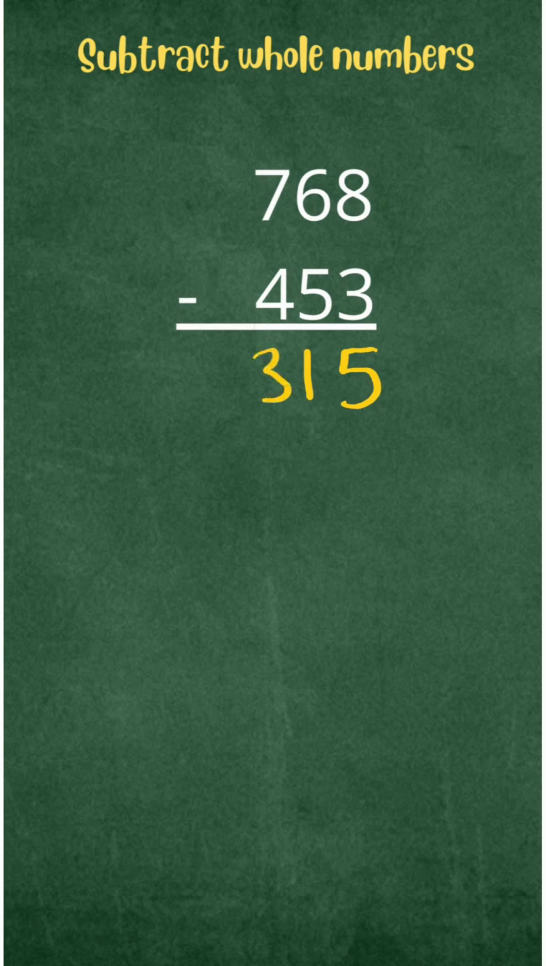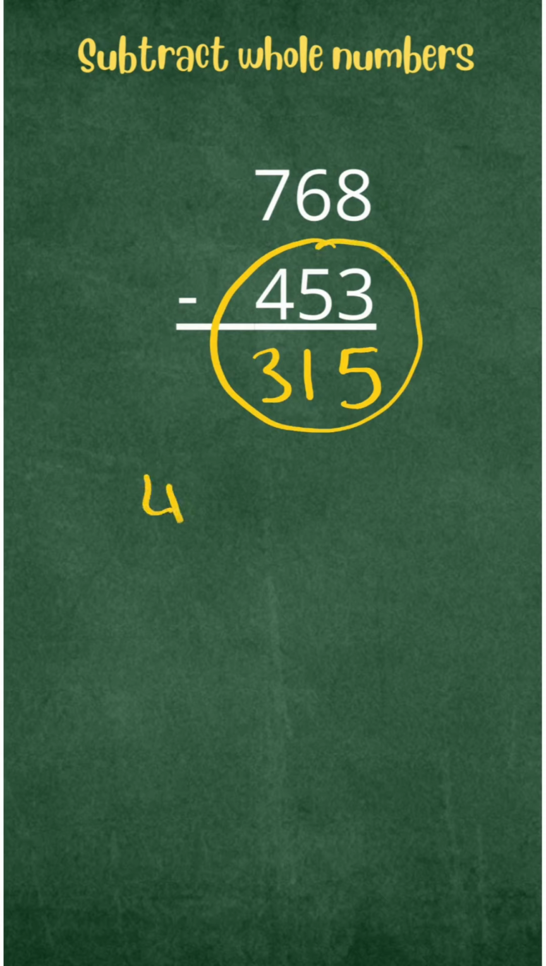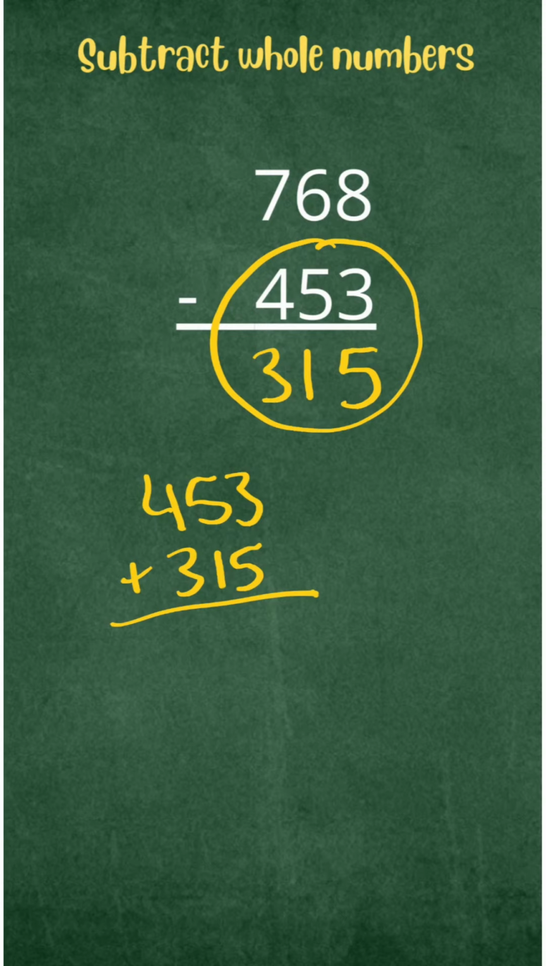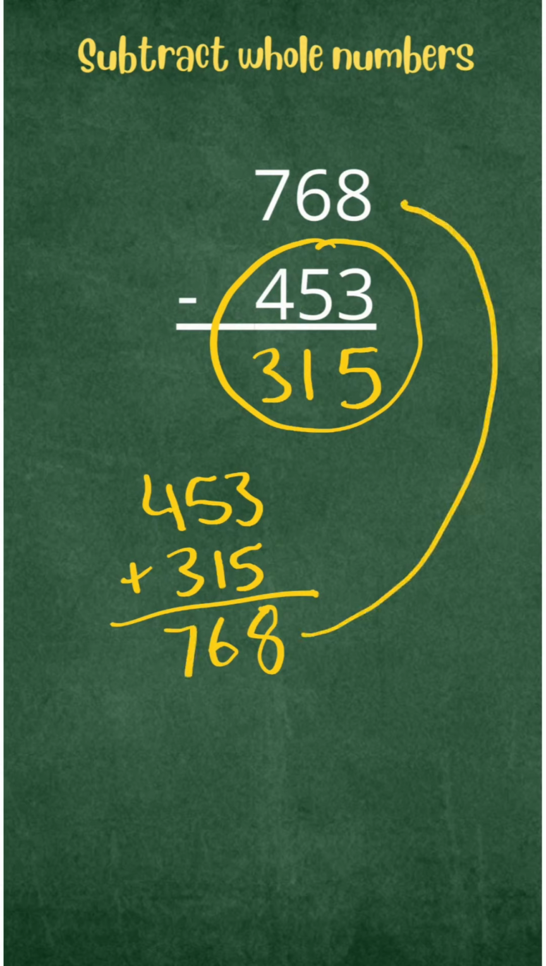All right, that one was easy, but let's check it. So we're going to add these two numbers together. 453 plus 315. Here we go. 3 plus 5 is 8. 5 plus 1 is 6. 4 plus 3 is 7. Grand total of 768, and it checks out. It works perfectly. Okay, that's going to conclude our lesson today on how to subtract whole numbers.